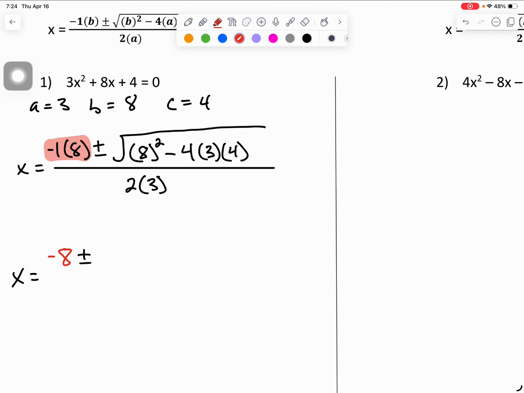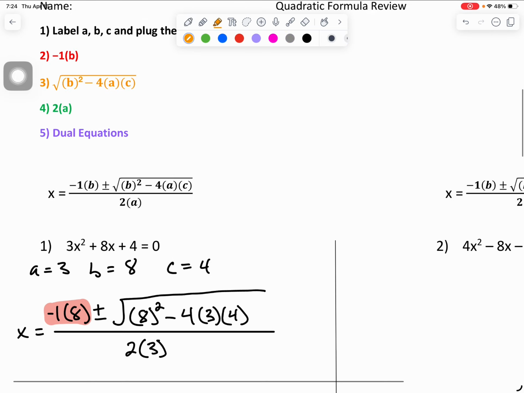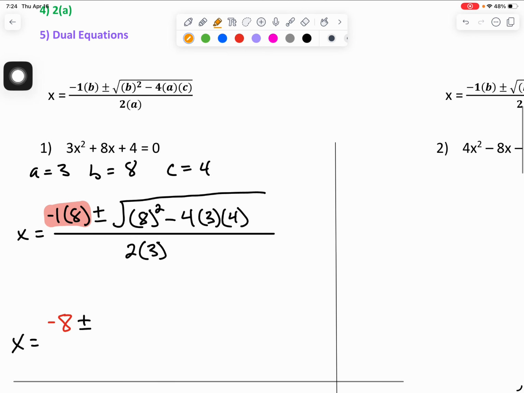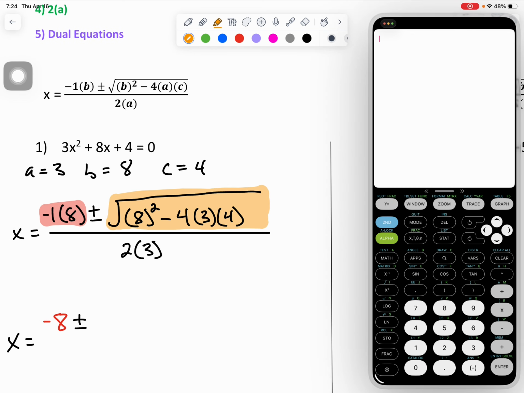All right, when we have a perfect square discriminant, step 3, we will enter everything together, including the radical. If I highlight it, we enter it. If I do not, we do not enter it into our calculator. All right, I'm going to clear that off. I'm going to hit second. Then I'm going to hit X squared.